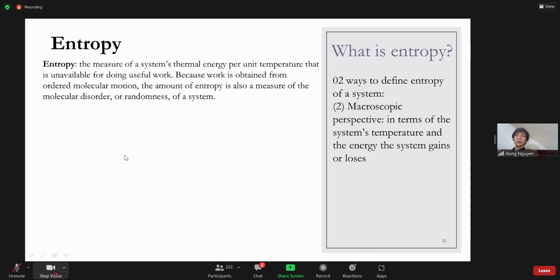Good. The change in entropy can be calculated using this. The thermal energy per unit temperature is Q over T. This is the entropy of one state. Now the change in entropy is the final entropy minus the initial entropy of a system, and this is the integral of dQ over T. So the differential heat, a very small change of heat, per unit temperature.